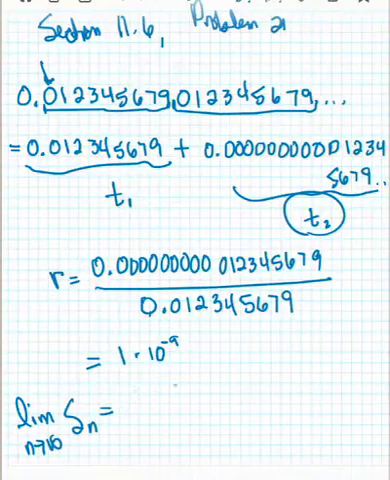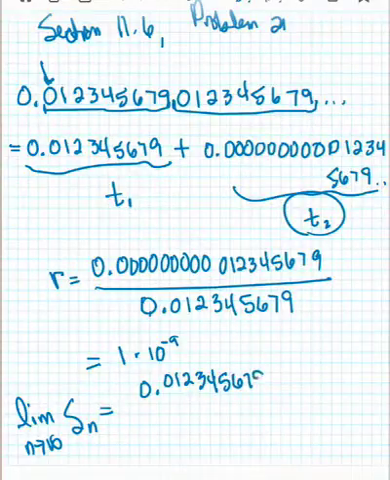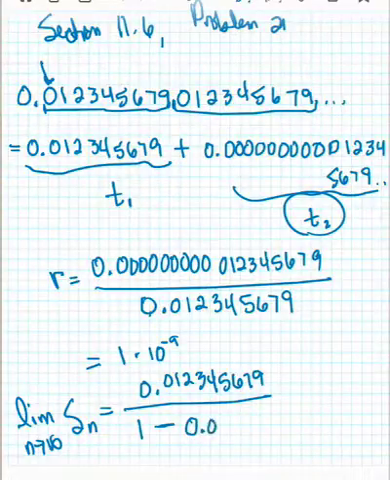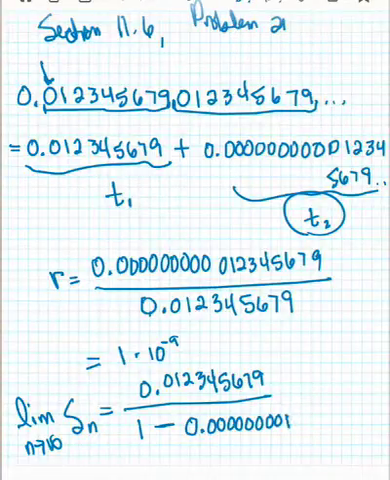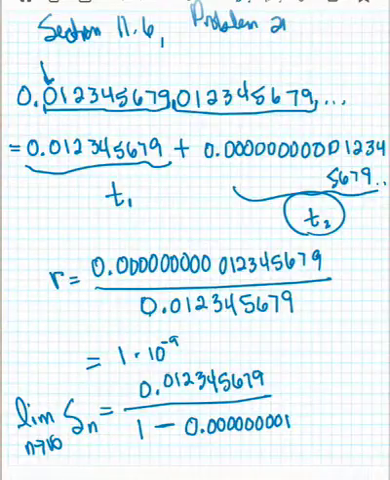The partial sum is going to be the first term over 1 minus 1 times 10 to the negative 9, which keep in mind is just 0 decimal 0, 0, 0, 0, 0, 0, 0, 0, 1, because I have to move it over 9 places.